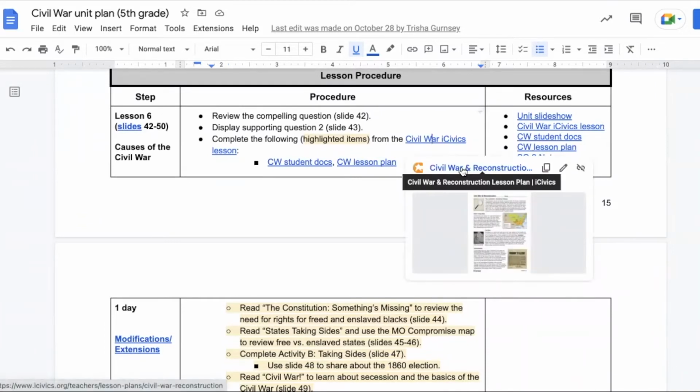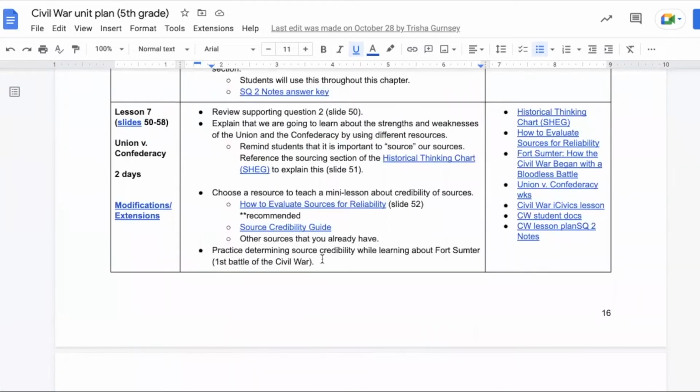This lesson is a bit lengthy, so pay attention to the highlighted items in the lesson plan to know which sections need to be completed. In Lesson 7, we are going to focus on the strengths and weaknesses of the Union and Confederacy by using different resources. And before moving into that, we're going to review how to evaluate sources.